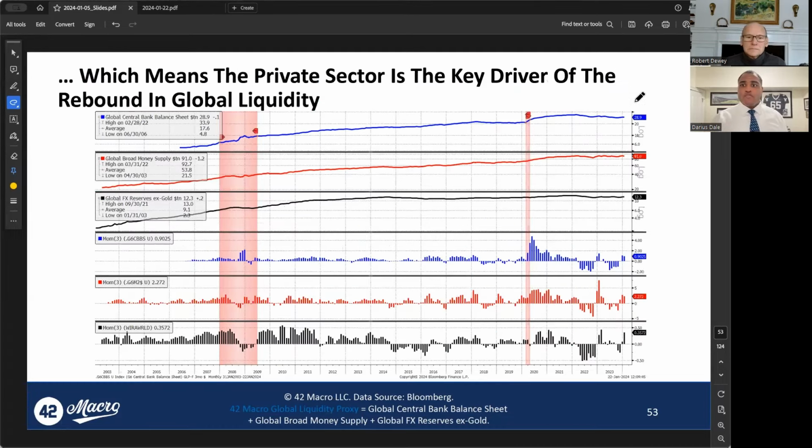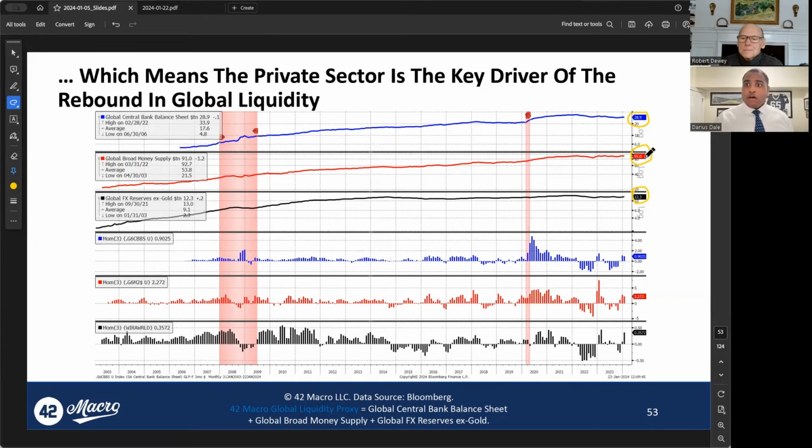So if you break open our 42 Macro global liquidity proxy into its components: the global central bank balance sheet, which is the combined balance sheet of the major central banks in dollar terms; the combined money stock, the broad money supply of each of those economies in dollar terms; and then the combined nominal sum of global FX reserves minus gold for each of those economies.